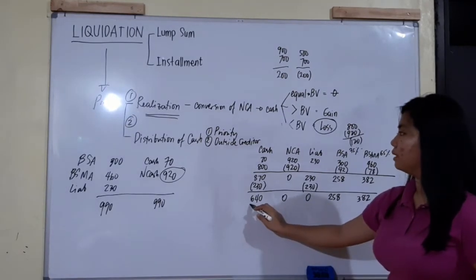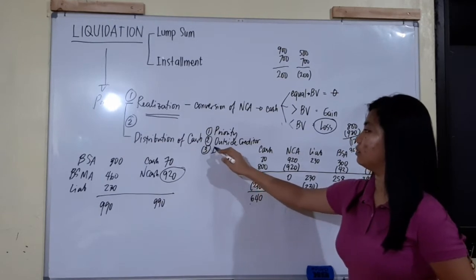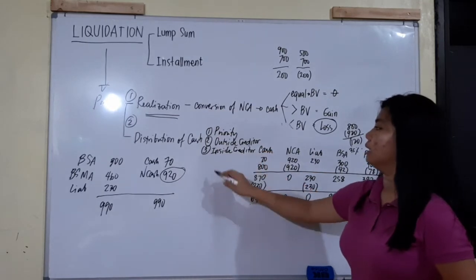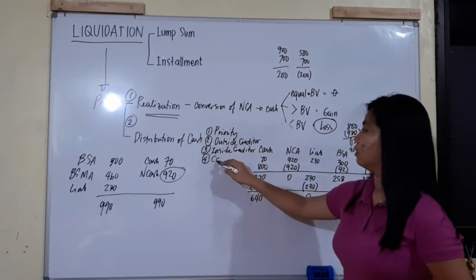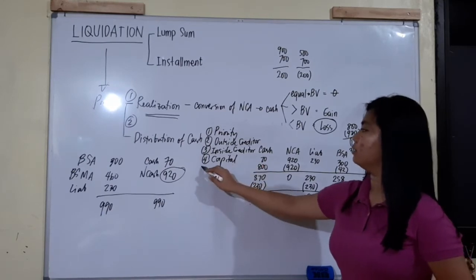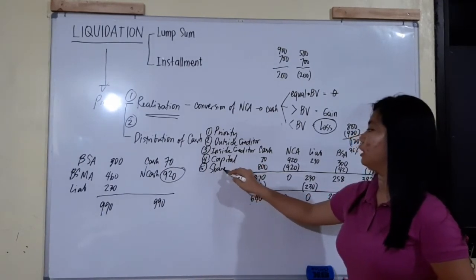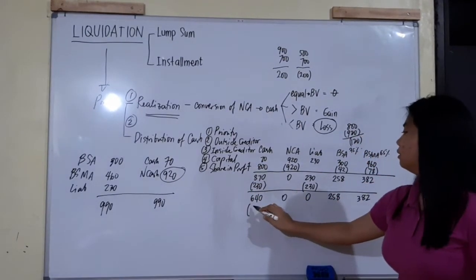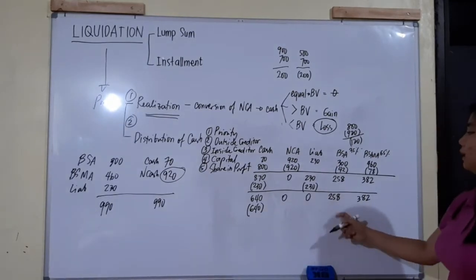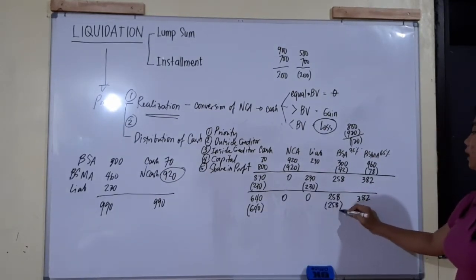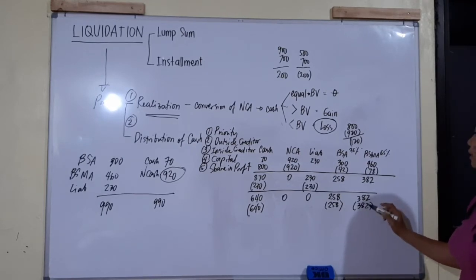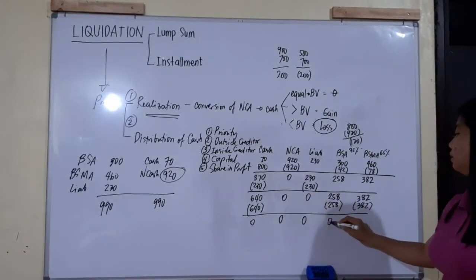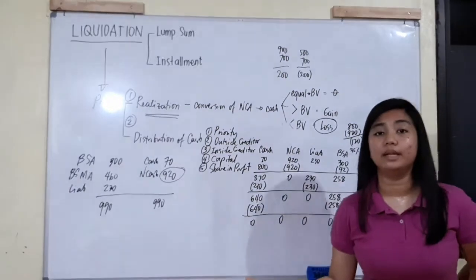Therefore, the last step, wala naman tayong inside creditors. So, ibigay na natin ang kanilang capital. Okay? Then, kung meron man, share in profit. Pero dito wala. Okay. So, bigyan natin. Tanggalin natin yung buong 640 kasi bibigyan natin sa kanila. Minus 258 minus 308. Okay, therefore, 0, 0, 0, 0, 0. The partnership is now liquidated.